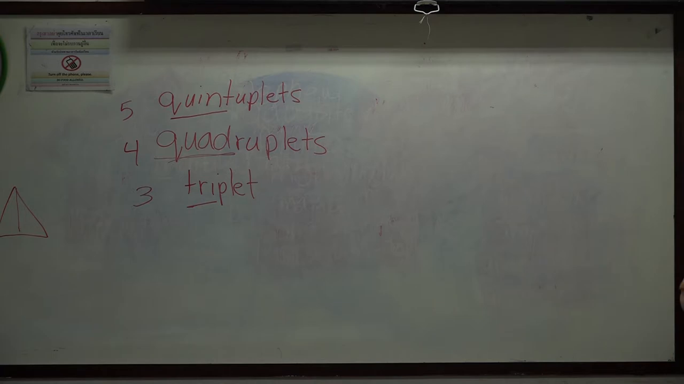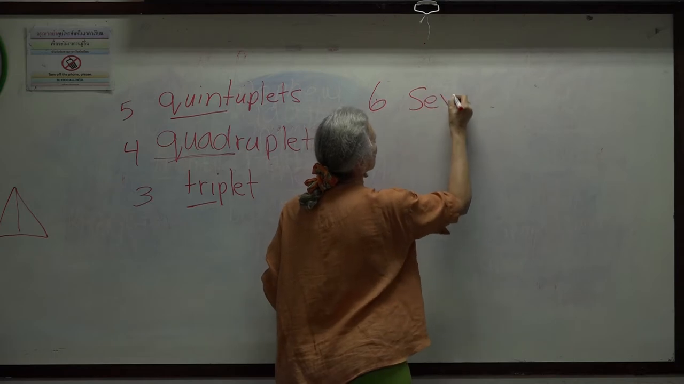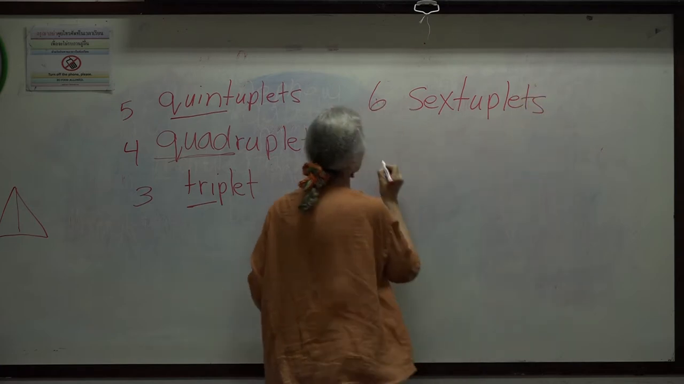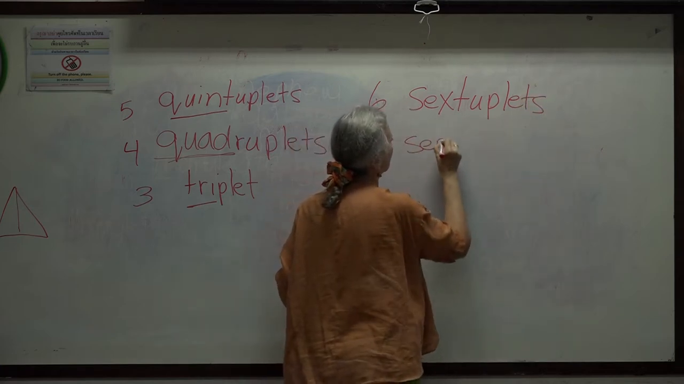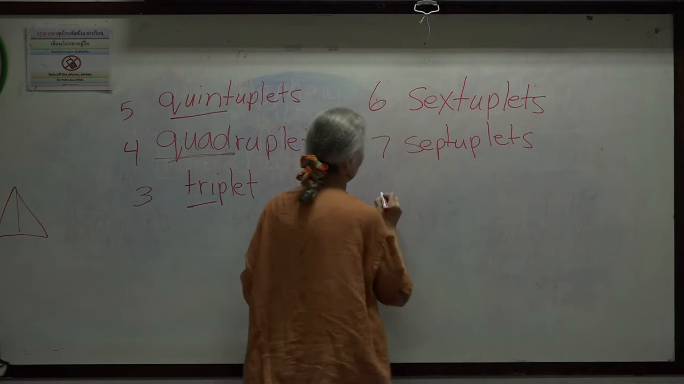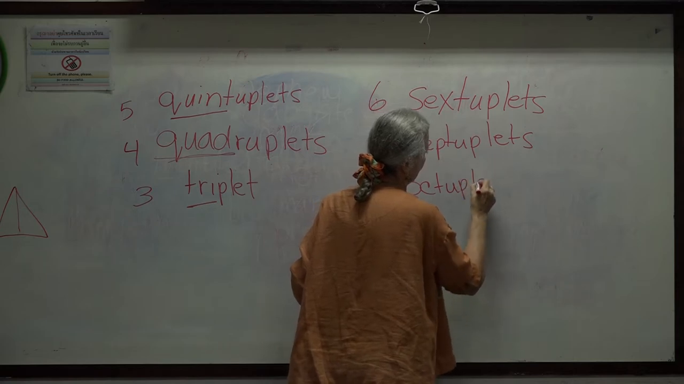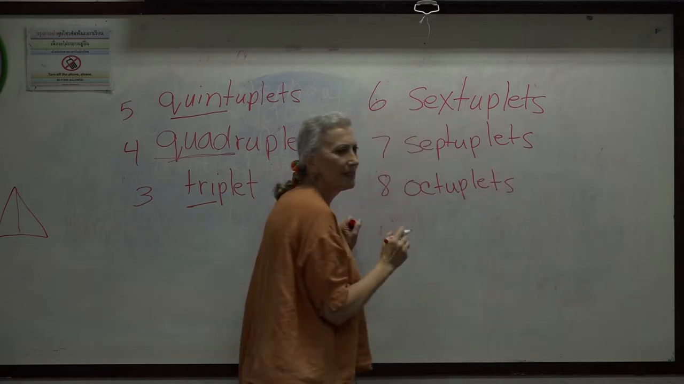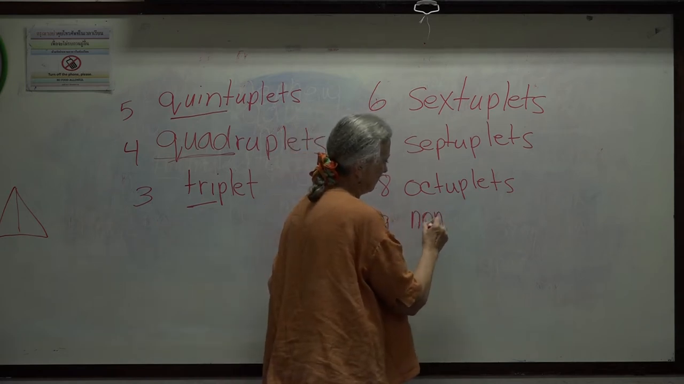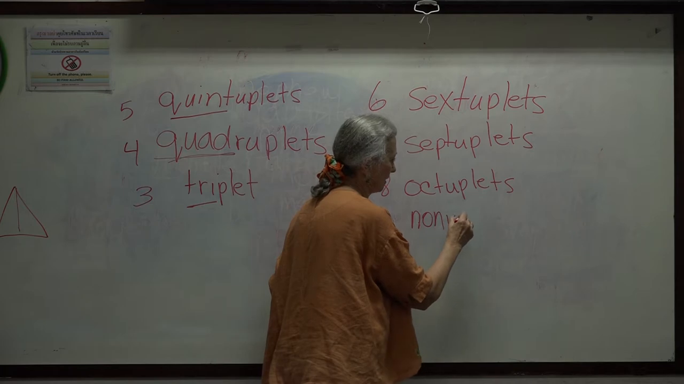Let's see if I can remember them now. Six is... And nine, I'm kind of blanking. It begins with non. I think it was nonuplets.